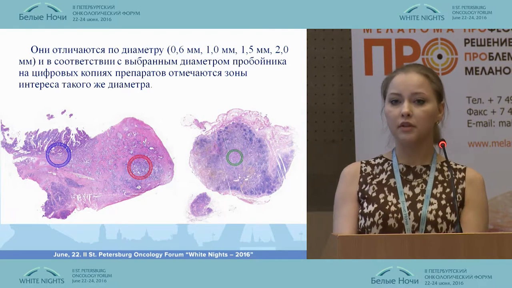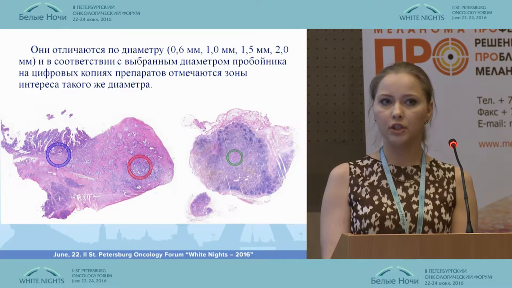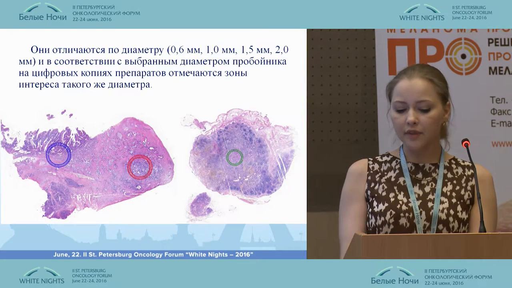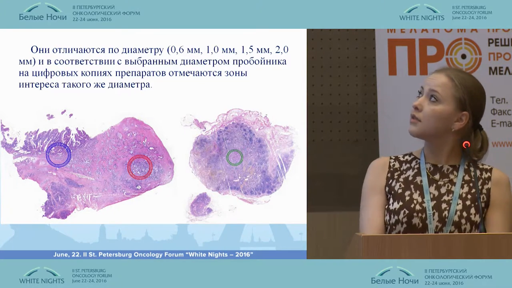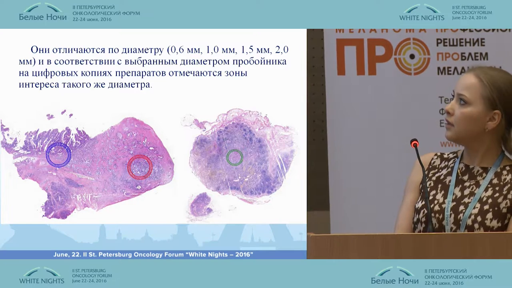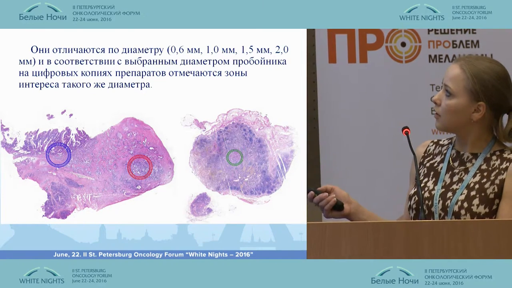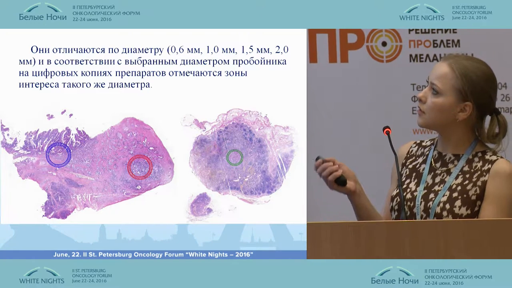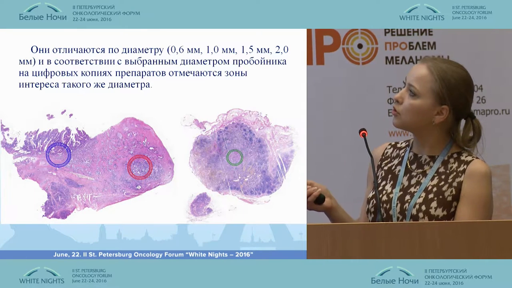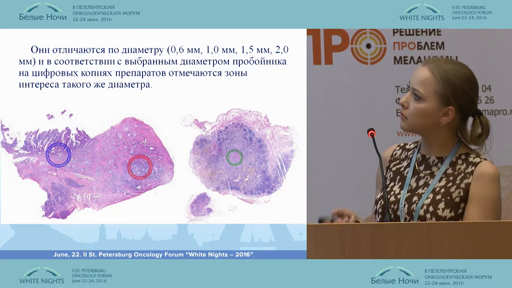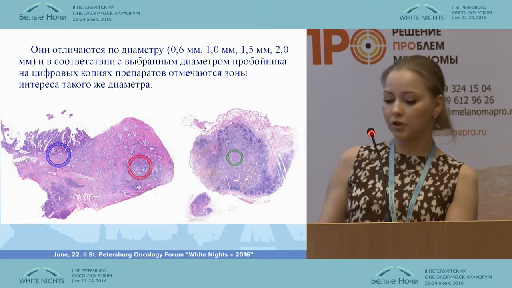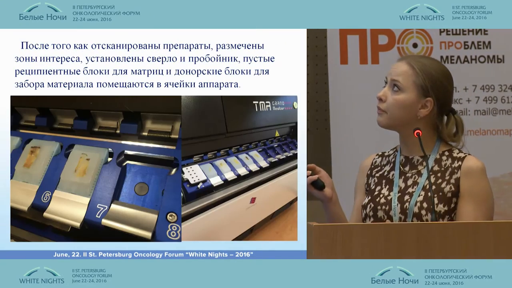So they are different in terms of diameter, and they can be 0.6 millimeters, 1.5 and 2 millimeters, and in accordance with the selected diameter on digital copies, we select the special zones of a similar diameter. You can see here different types of points in different colors. In red, this is the zone of tumor. In blue, we see the invasive tumor, and the green point is for metastasis in the node.